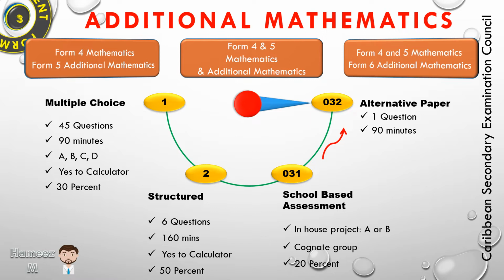So this alternative paper is for someone who has no SBA or who has an SBA but it was failed. And remember, the SBA can only be used twice. Once in the year that it was done or in the immediate following year.